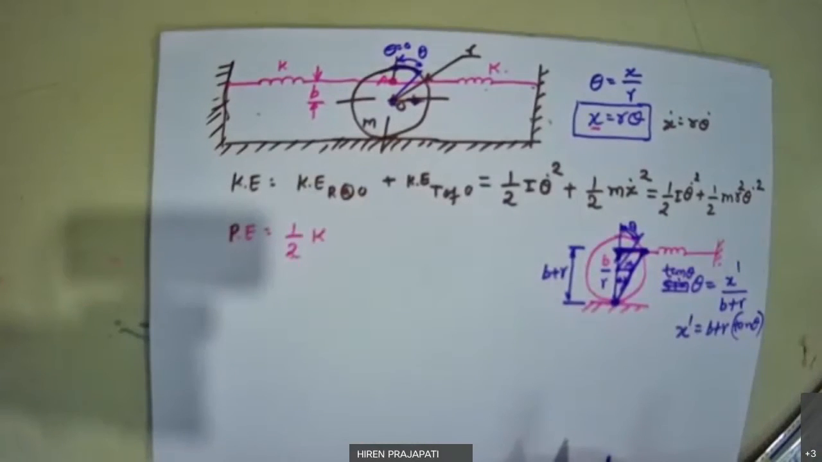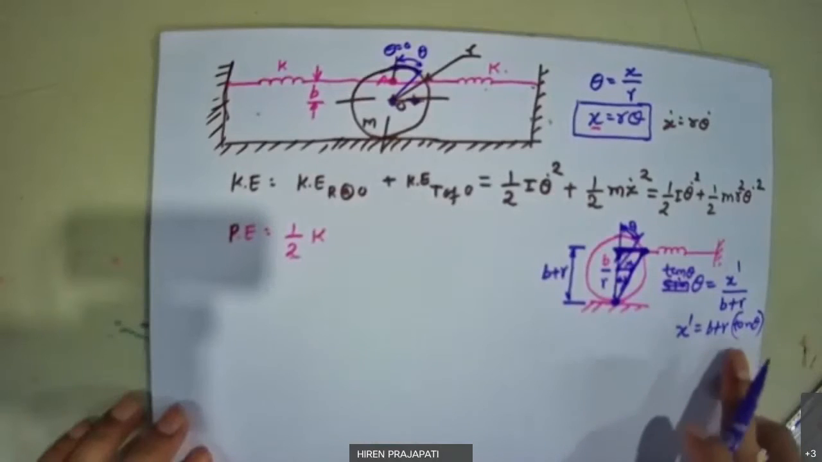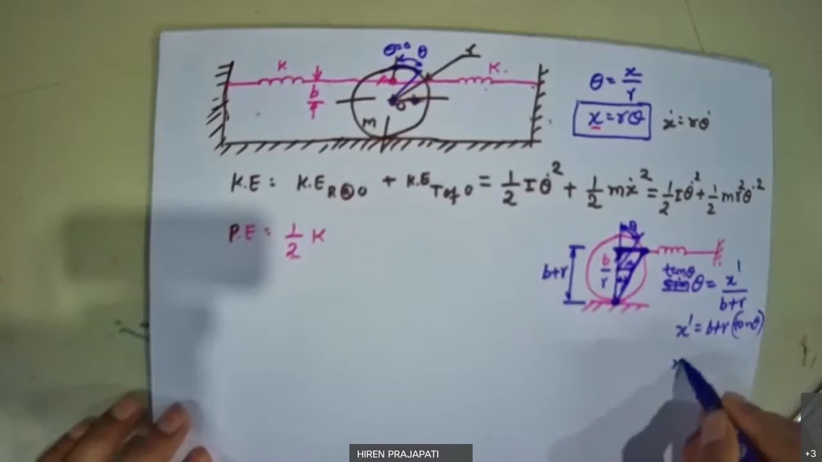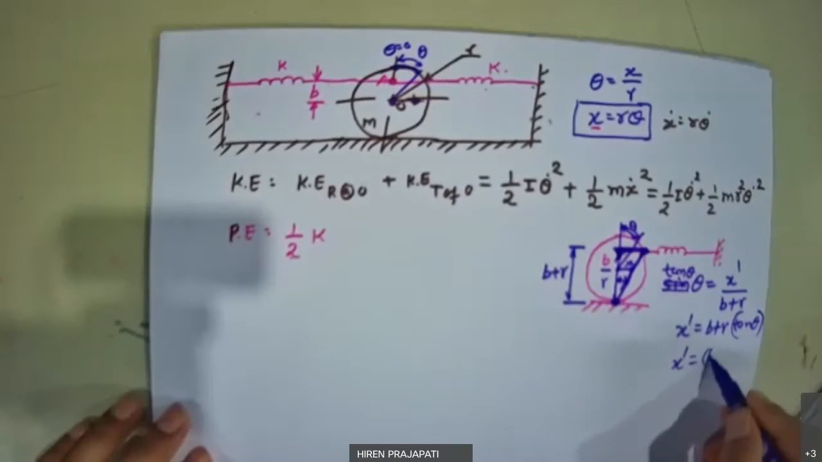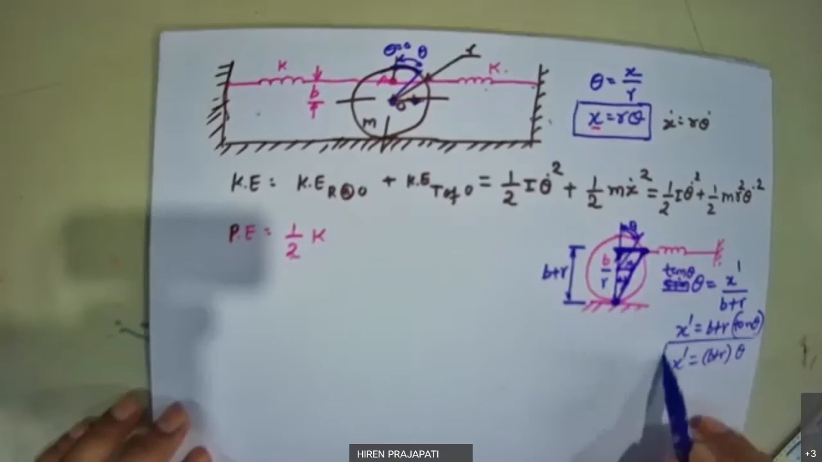But for small angle approximation, meaning if theta is very small, this we have done previously in the case of the pendulum. If theta is in the range of 0 to 10 degrees, then you can assume tan theta is equal to theta. So with that assumption, we can say x dash is equal to (b plus r) theta. This is the relation we got between the x dash coordinate and the theta coordinate.